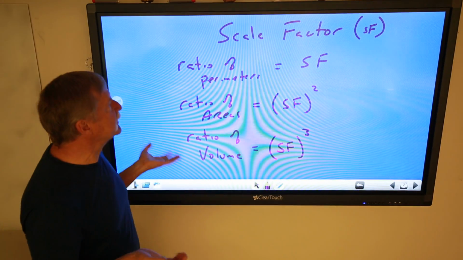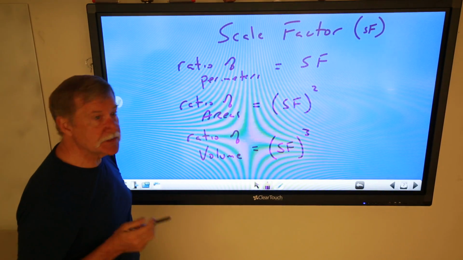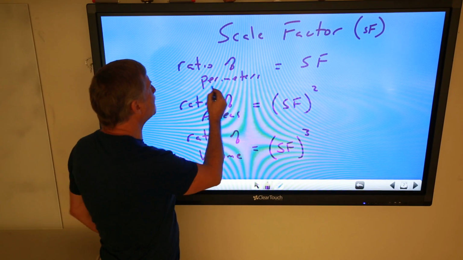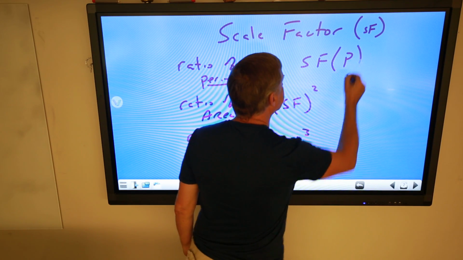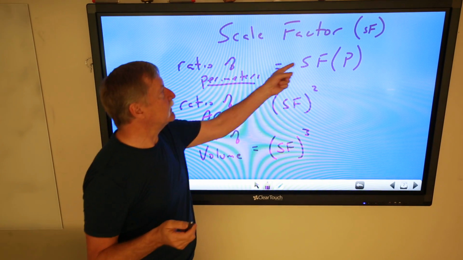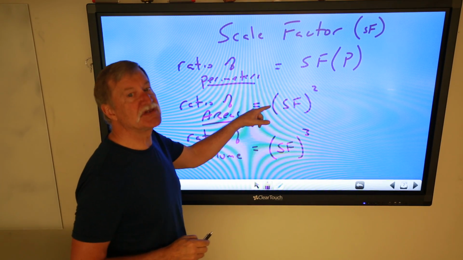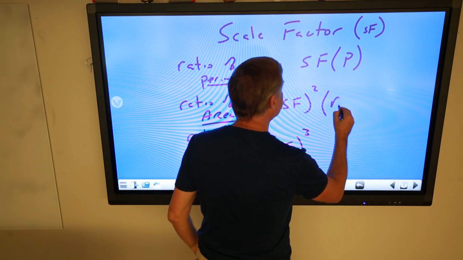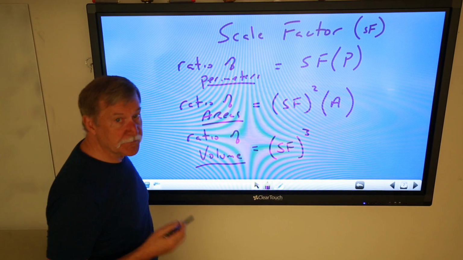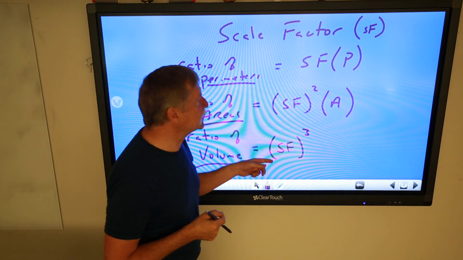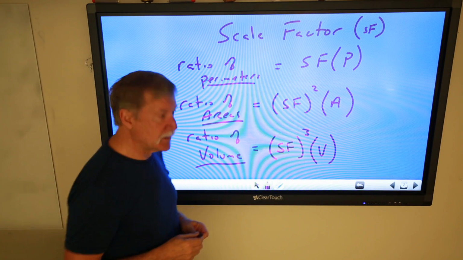The thing to keep in mind, and this is crucial to having an understanding of this, make sure you get this in your notes, is that if you talk about perimeter, it is simply the scale factor times whatever the perimeter is. 1 to 1, all right? If you're talking about area, it's going to be the scale factor squared times whatever the original area was. And if you're talking about the volume of something, then it's going to be the scale factor to the third power times whatever the original volume was.